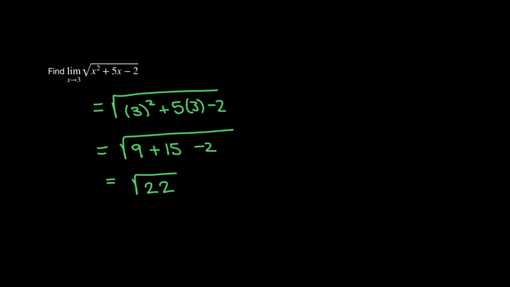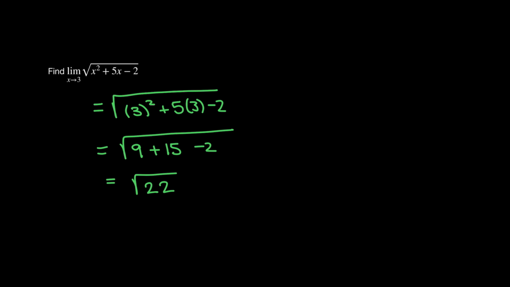So for example, if I want to find the limit as x goes to 3 of the square root of x squared plus 5x minus 2, I'm going to start by just plugging this x value in. That gives me the square root of 3 squared plus 5 times 3 minus 2, or square root of 22. And that's my answer. It's as simple as just plugging the x value in.